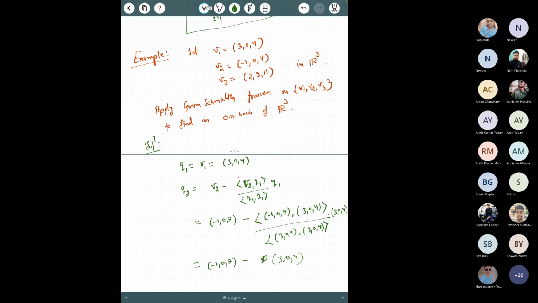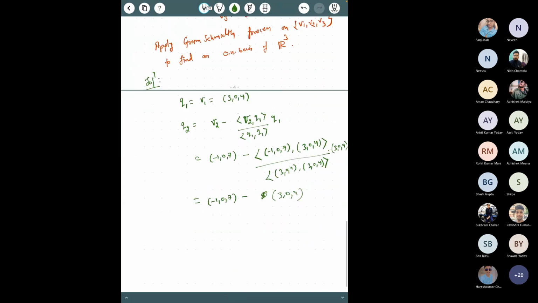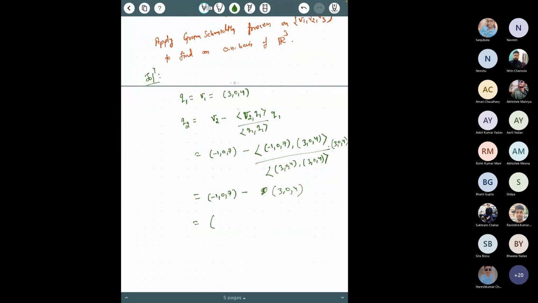Now you subtract this, and what do you get? You'll get (-4, 0, 3). Similarly, now, this is your Q2.